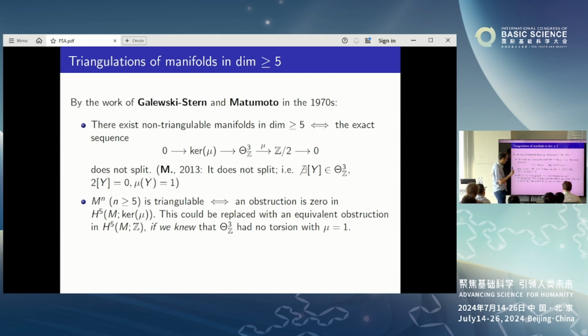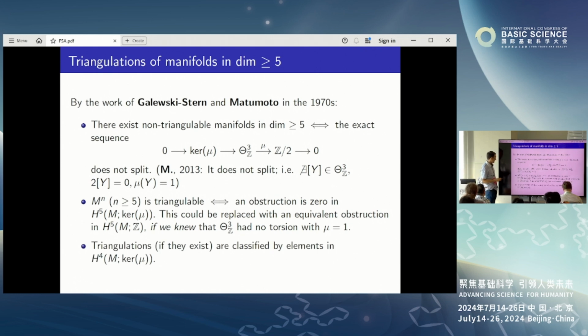If you knew something extra, that theta 3Z had no torsion with mu equals 1. Okay, and that's an open problem. That's still an open problem. So I proved that there is no 2-torsion with mu equals 1, but in principle there might be 4-torsion or 8-torsion elements. Okay, but so that's why it's still interesting to study this theta 3Z. It will tell you something about which manifolds are triangulable.